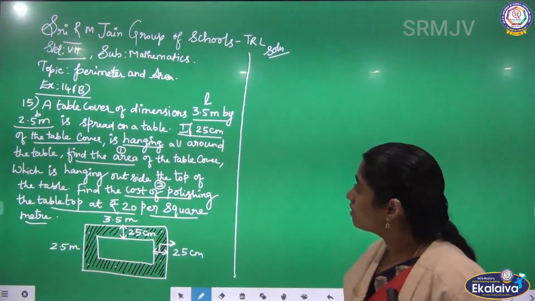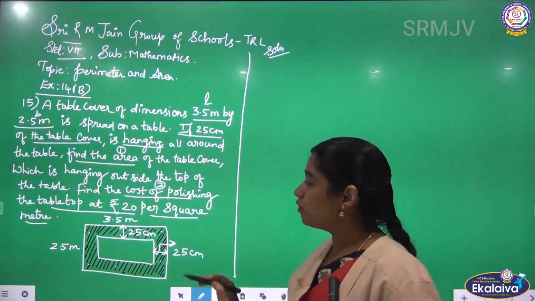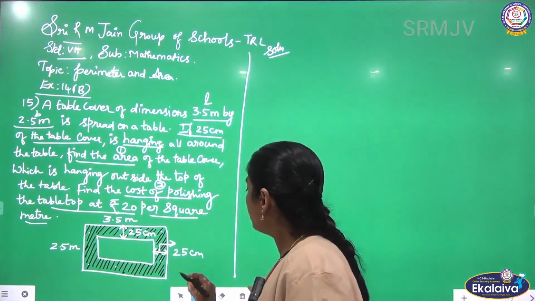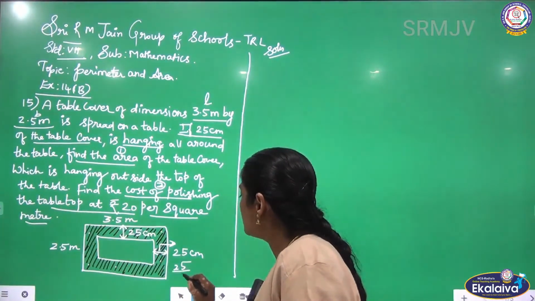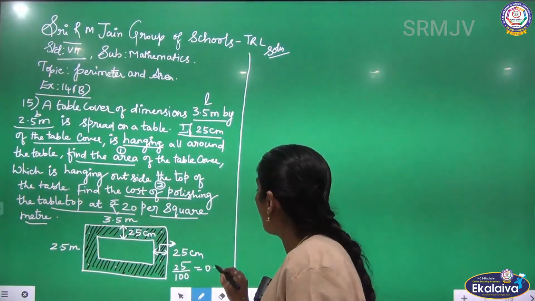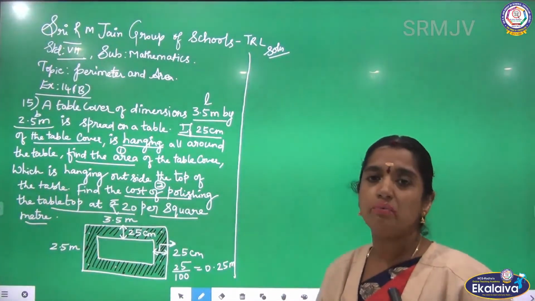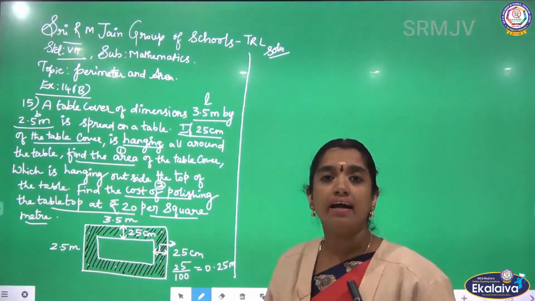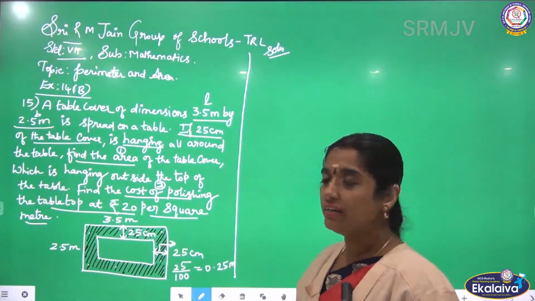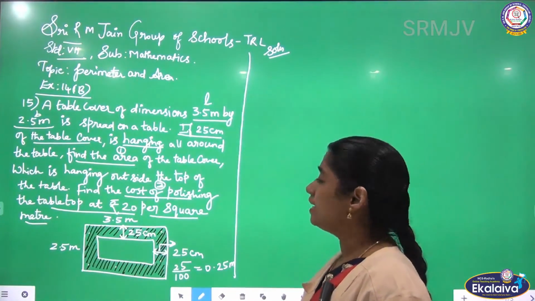Listen. See here, meter and centimeter are there. So I am going to convert the centimeter into meter. Listen, 25 centimeter I can convert into meter means 25 by 100, which is 0.25 meter. Can you clear this? Because 1 centimeter is equal to 1 by 100 meter. So 25 centimeter, how can I convert that into meter? By dividing by 100, which is 0.25 meter.